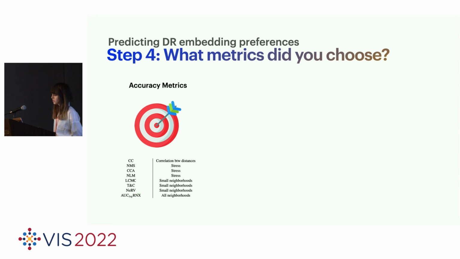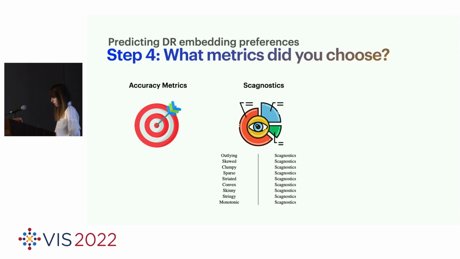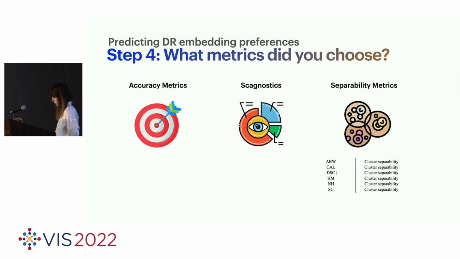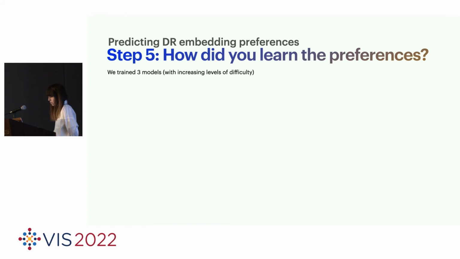So the metrics we chose were accuracy metrics. These are like the stress metrics that you usually find in dimensionality reduction techniques as optimization losses or stuff like that. Scagnostics, which measure patterns in scatter plots, and separability metrics, which are visualization metrics checking adherence to labeled classes. So we trained 3 models.